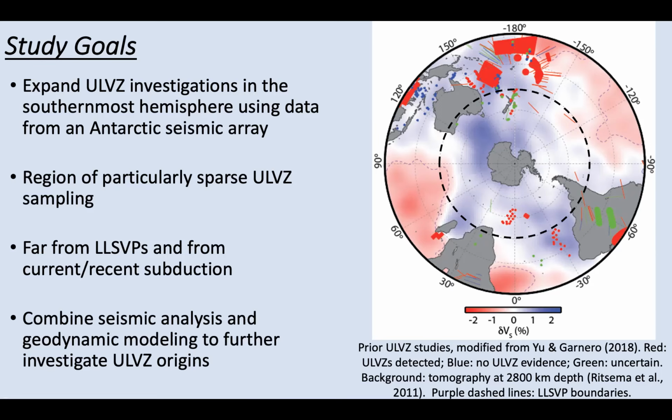This area is also quite unique because not only is it far away from these big red blobs, the two LLSVPs, but it's also an area that's not really associated with current or recent subduction. So our goal here was to combine both seismic analyses and geodynamic modeling to further investigate and map potential ULVZ structure in this part of the core-mantle boundary, and then to build upon that to try to lend further insight into what plausible ULVZ origin mechanisms might be.